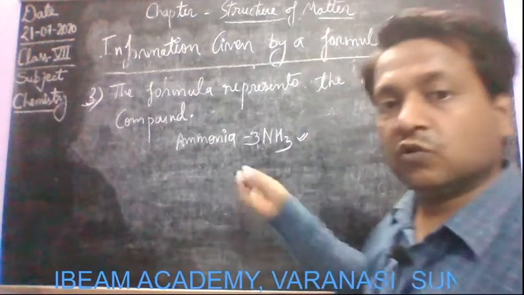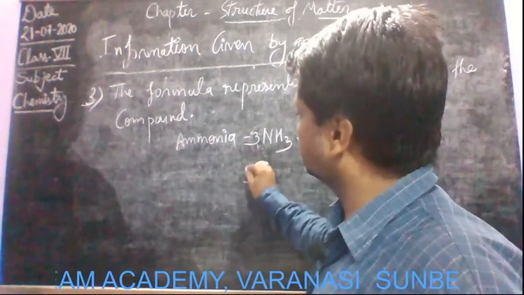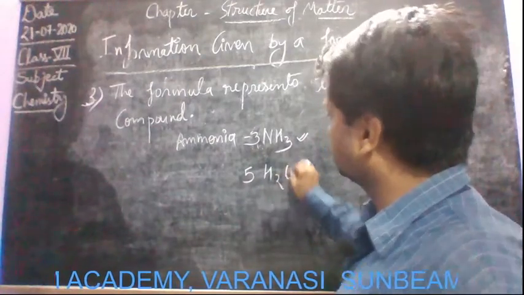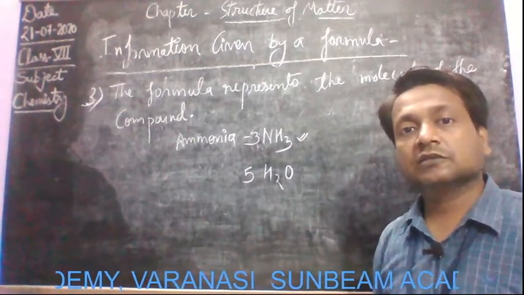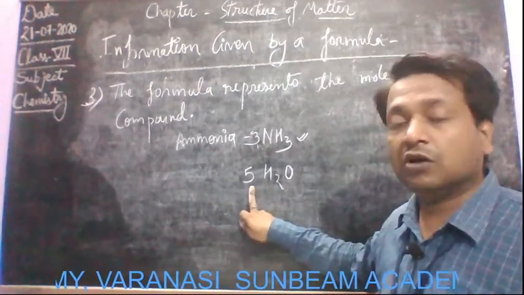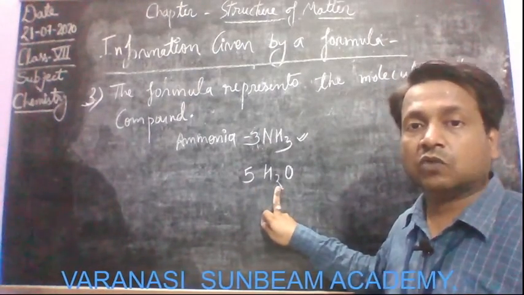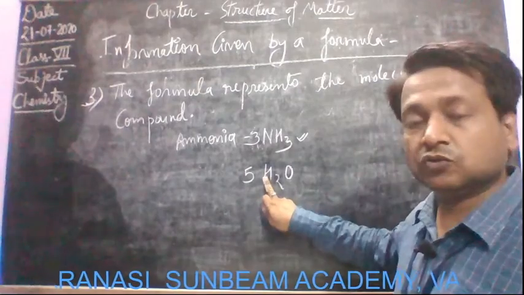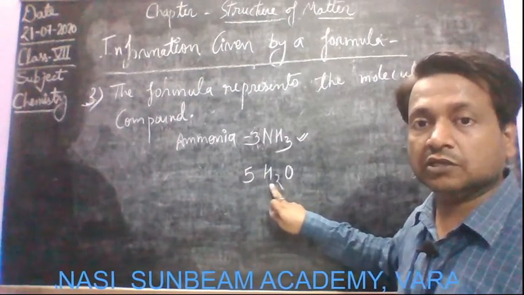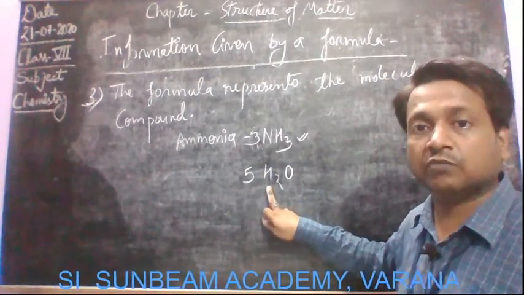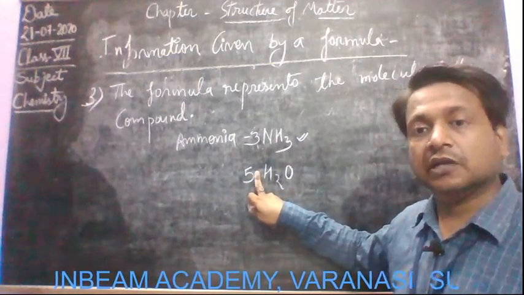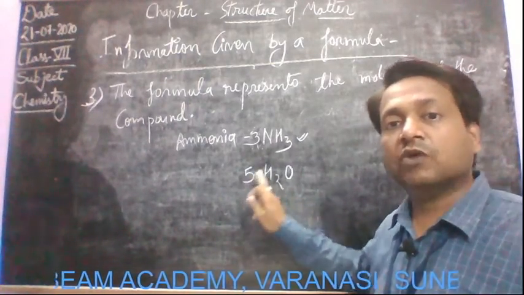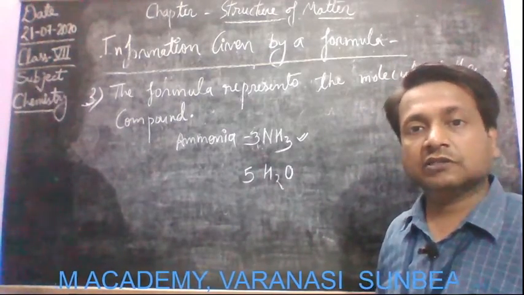And some more examples, 5H2O. This indicates 5 molecules of water, because only H2O is one molecule of water. This is the formula of one molecule of water. And if 5 is mentioned before it, it means that 5 molecules of water are present.